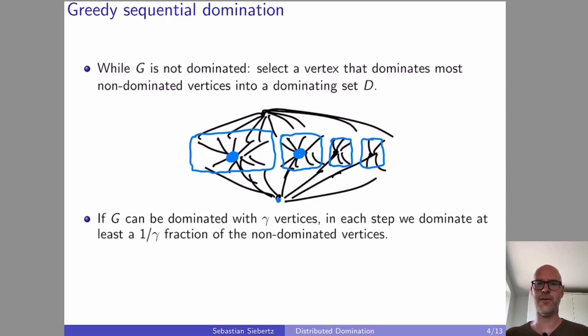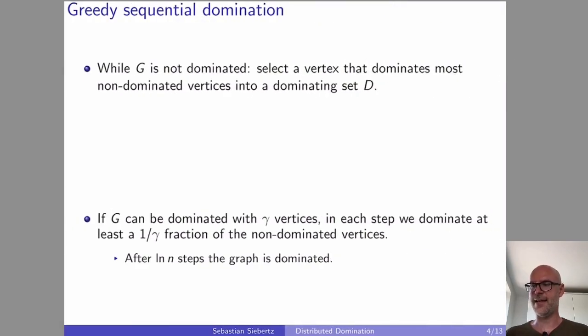Because I have a dominating set of size gamma, I have one of the vertices from the optimum dominating set as a candidate. On average, they must dominate a 1 over gamma fraction, so I know that one of the vertices must dominate 1 over gamma of the remaining non-dominated vertices. We can analyze this, and this yields that after ln n steps, in fact, the graph is dominated, and in particular we compute an ln n approximation of a minimum dominating set.